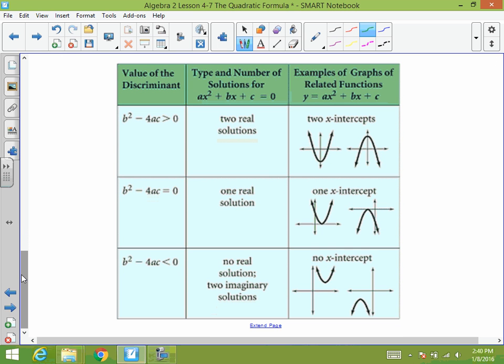If you get b squared minus 4ac less than 0, you're going to get no real solutions, otherwise known as two imaginary solutions, which means it never crosses the x-axis. Your graph will never cross the x-axis, giving you no solutions. And we'll understand more about imaginary number solutions when we get into 4-8.